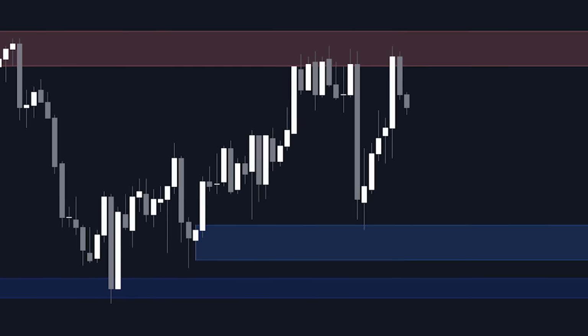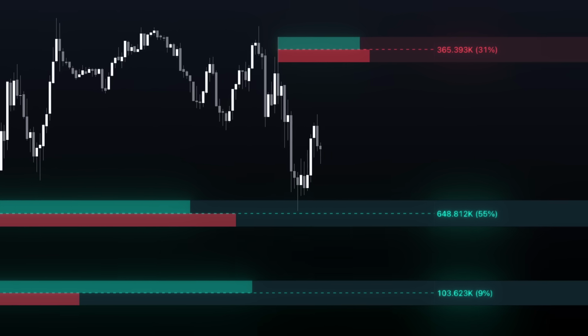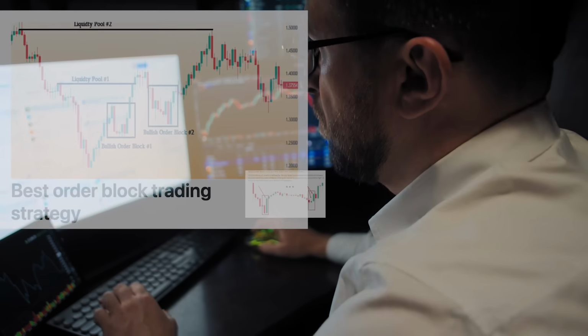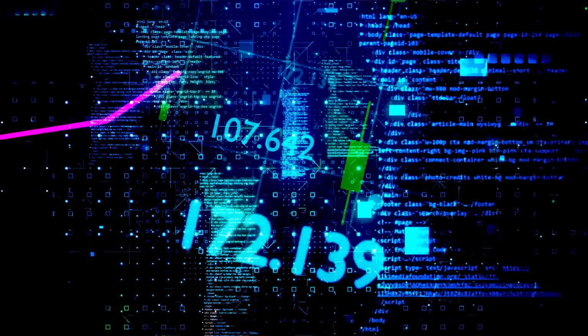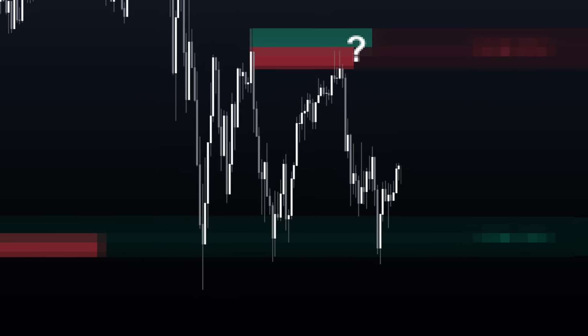Order blocks are one of the most popular concepts in trading, but with hundreds of methods and videos on this concept, it's nearly impossible to know exactly how to draw or use them effectively, until now. We went ahead and dug through thousands of order block concepts and teachings to develop one of the most comprehensive methods of detecting and displaying order blocks ever seen on the platform. And while doing so, we found some very interesting observations you're going to want to know about.